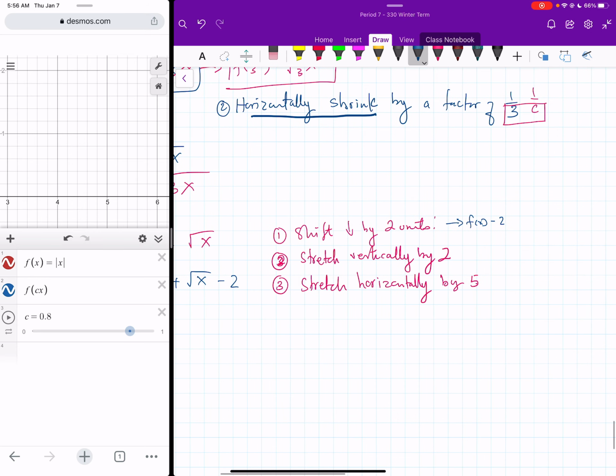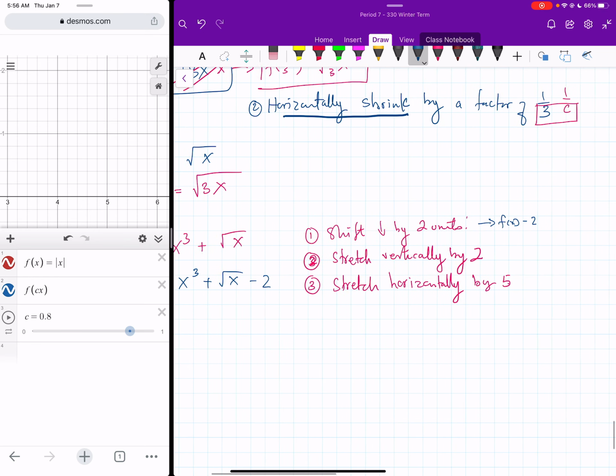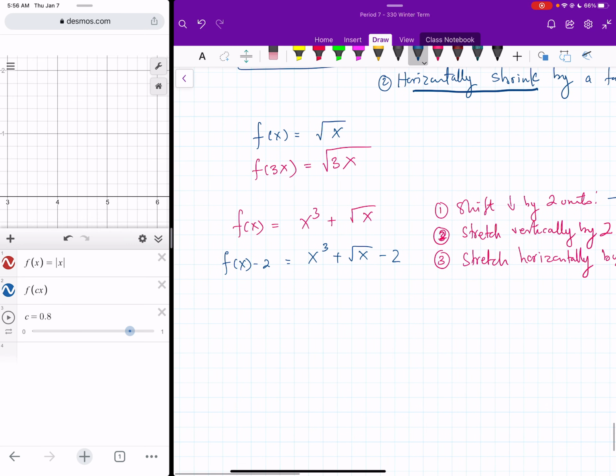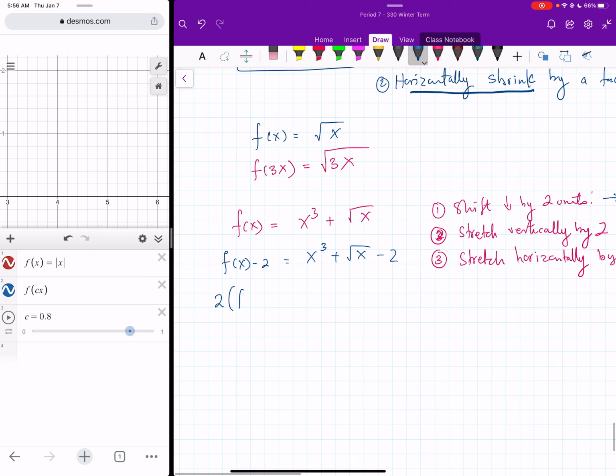Now, if I'm going to stretch vertically by 2, that means I'm taking the new function, f of x minus 2, and I'm going to multiply that by 2, because it says stretch vertically. It's affecting the y, so I have to multiply the y by 2. So you do 2 times f of x minus 2. That would mean this is 2 times x cubed plus square root of x minus 2, which becomes 2x cubed plus 2 root x minus 4.